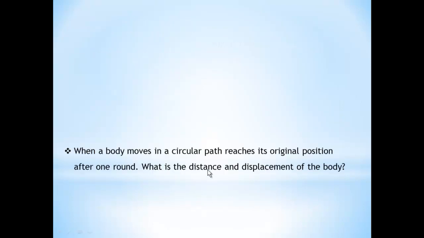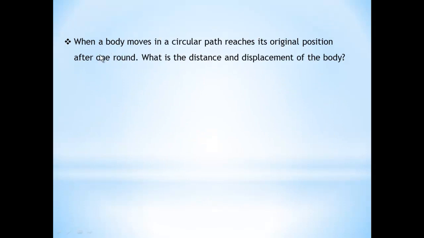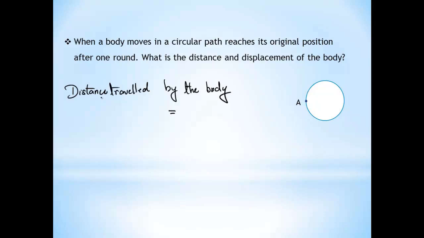Similarly, the other question you can see here: when a body moves in a circular path and reaches its original position after one round, we want to calculate the distance and displacement of the body. Here you can say that this is a circular path. Here A is an object that moves along a circular path. So we can write the distance traveled by the body: A is the initial position, and the body completes one circular path and reaches A again. So one round is completed.